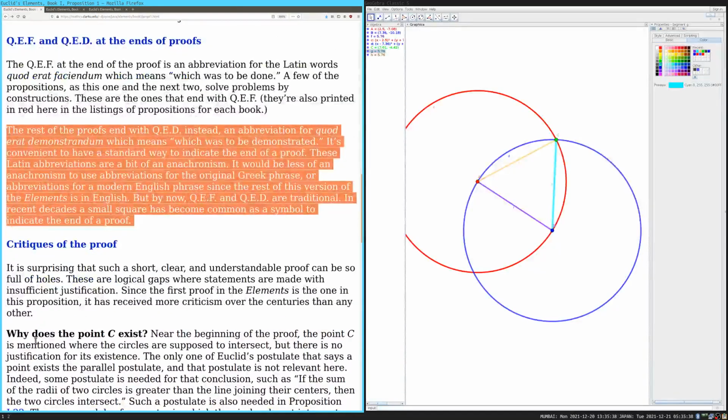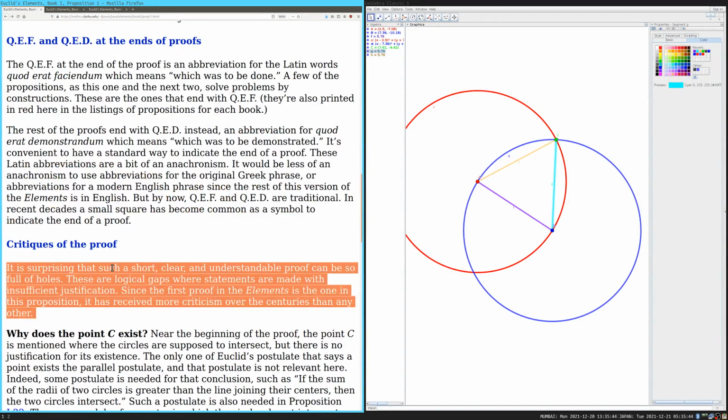Okay, critiques of the proof. Yeah, this is kind of interesting. This is what I wanted to get to. It is surprising that such a short, clear, and understandable proof can also be so full of holes. There are logical gaps where statements are made with insufficient justification. Since the first proof in the Elements is the one in this proposition, it has received more criticism over the centuries than any other. For instance, why does C exist?